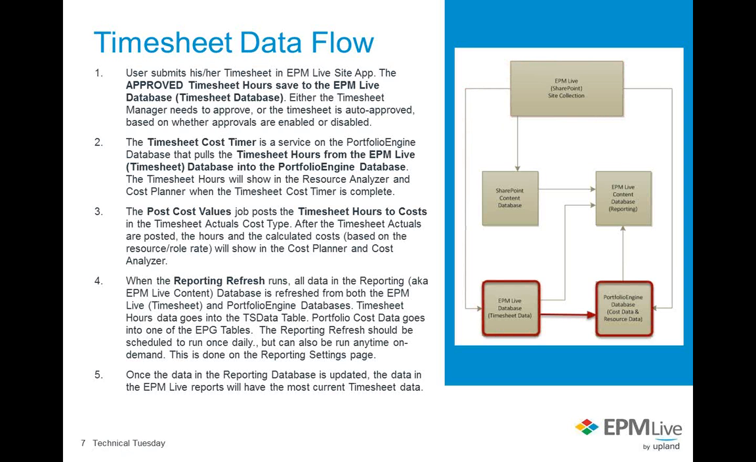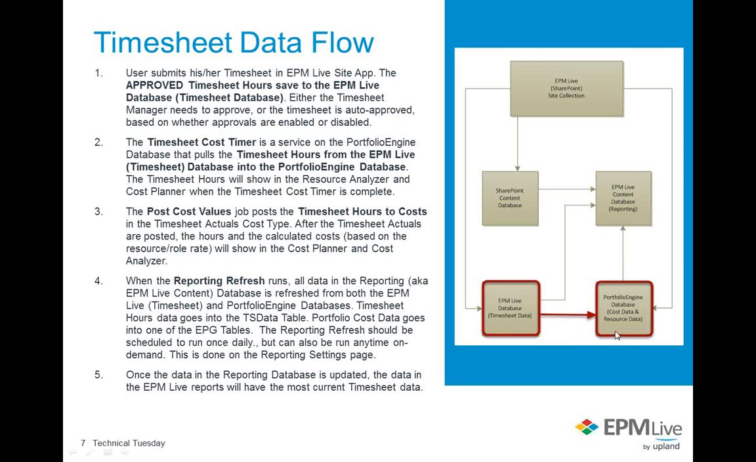Now part 2 of this process is if you are using our portfolio tools for resource, capacity, and cost planning, you may want to then be able to associate the cost associated with the time spent on a project or on other items. So part 2 here is what's called the timesheet cost timer. And this can be set to run, again, similar to the other timer. You pick a time of day or night and it runs once a day at that time. That timesheet cost timer takes all of your timesheet hours from the EPM Live database and pushes them into the Portfolio Engine database, and that copies over the hours.